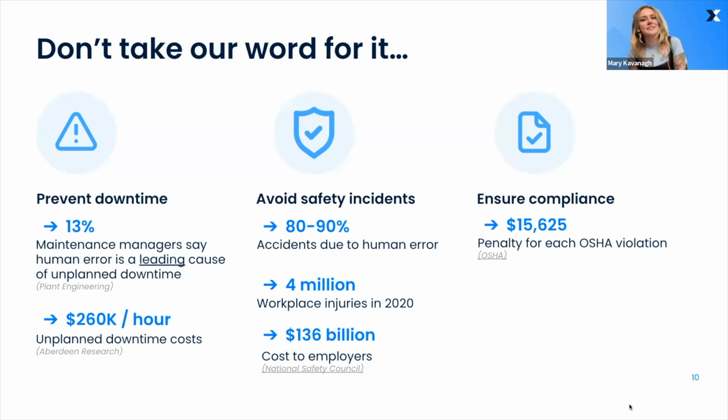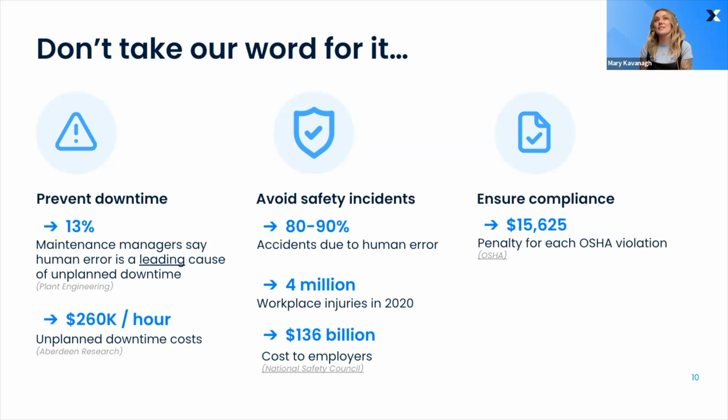But I'm just a person speaking at you from behind my screen here. So if you don't want to take my word for it, here are some numbers to back me up. So preventing downtime. 13% of maintenance managers say human error is a leading cause of unplanned downtime. And unplanned downtime costs come in at a cost of around $260K an hour. That is a lot of money. With your procedures, we're hoping to reduce those human errors by giving clear step-by-step instructions. By reducing human errors, then we can reduce the unplanned downtimes and reduce those costs as a result. It's a threefold benefit there.